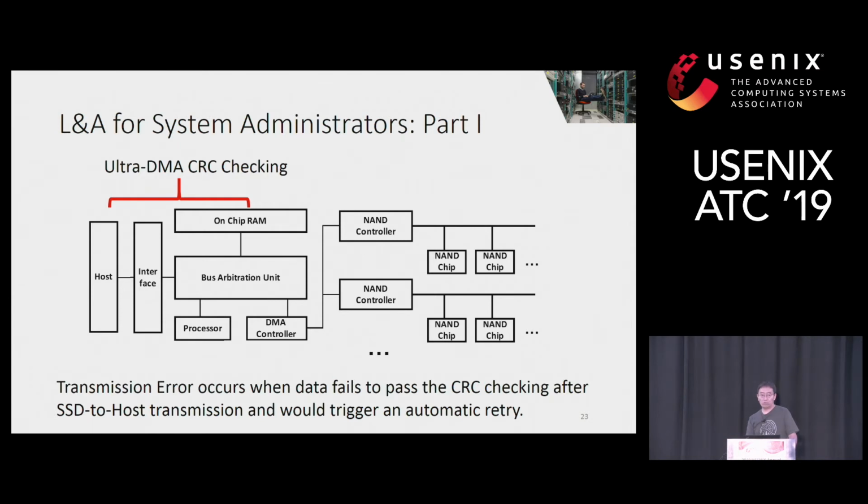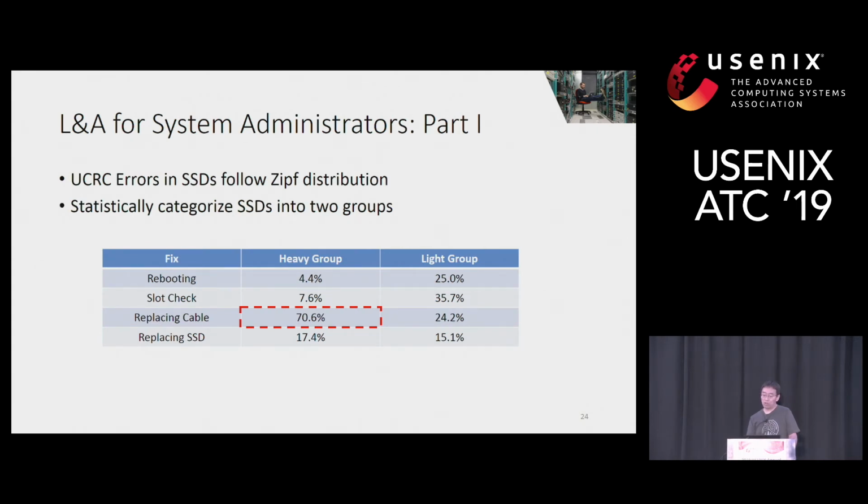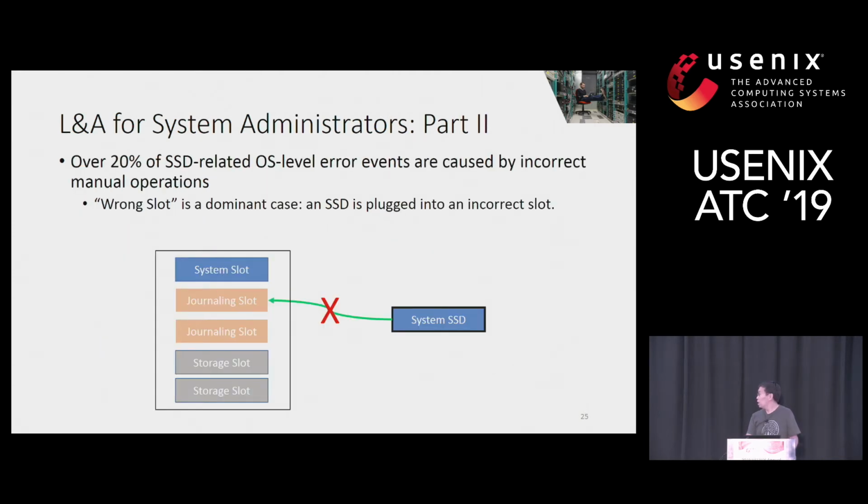It records when data fails the CRC check after the SSD to host transmission, which will trigger an automatic retry. Most of the time, the retry succeeds, and then the error is considered benign, transient, ignore it. However, we see a strong correlation between the UCRC error code and the faulty cable root cause. I'll skip further since we're running out of time.